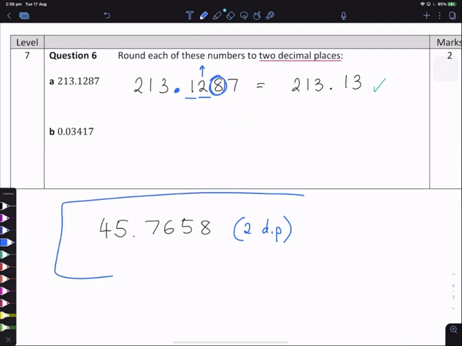What numbers should I underline in this question here? If I want 2 decimal places, the 7 and the 6. Fantastic, Angelina. Thank you, Ahmed. So I want to underline the 7 and the 6 because they're after the decimal place. So then I have to look at the number 5 here.